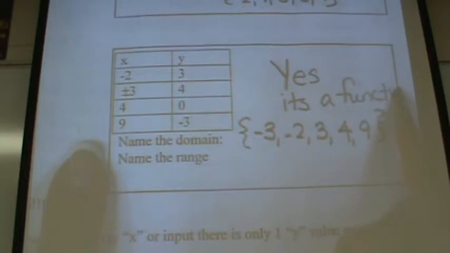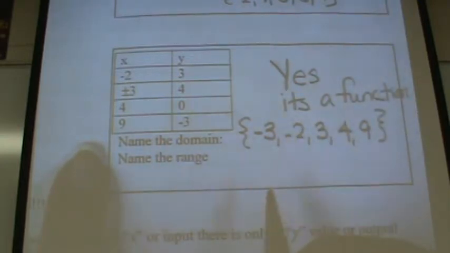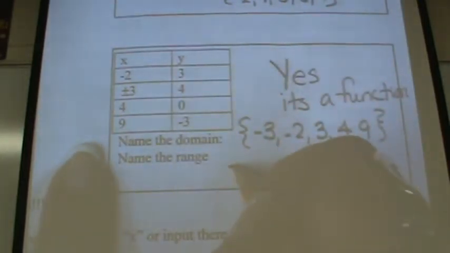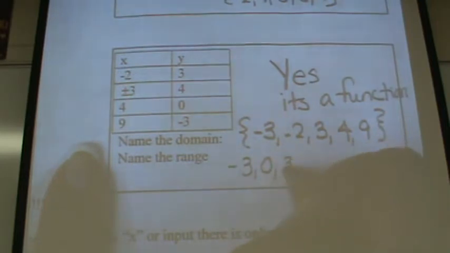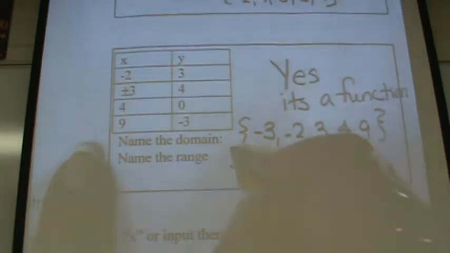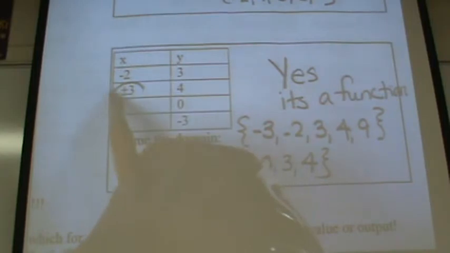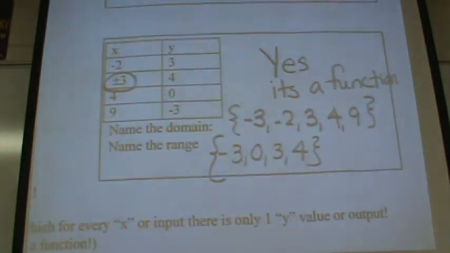As long as the x value does not repeat, it's a function. For the y values, you would say -3, 0, 3, 4, and you're good. But a lot of people get confused right here, right off the bat. This is a pre-calc question. You see that plus minus 3, and you know that something happens when you see multiple x values, but those are two different numbers. A lot of people think, no, it's not a function, but this one is.